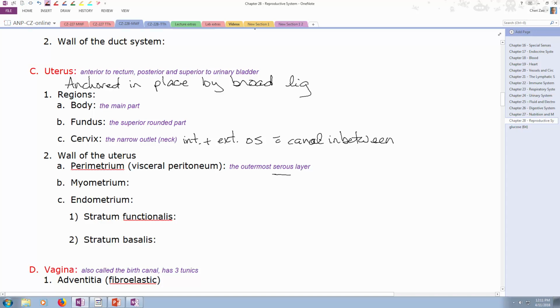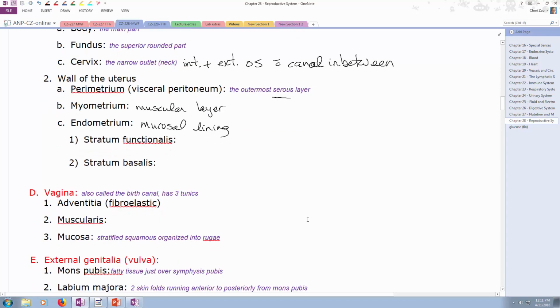Then we actually take a look at deeper, going from the surface to the deeper area. We have myometrium. This is a very thick muscular layer. And then we have endometrium, which is indeed a mucosal lining. So we have some nice glandular type of cells. The columnar cells and cuboidal cells are obviously very nice and glandular. But the endometrium is interesting in that it is partitioned.